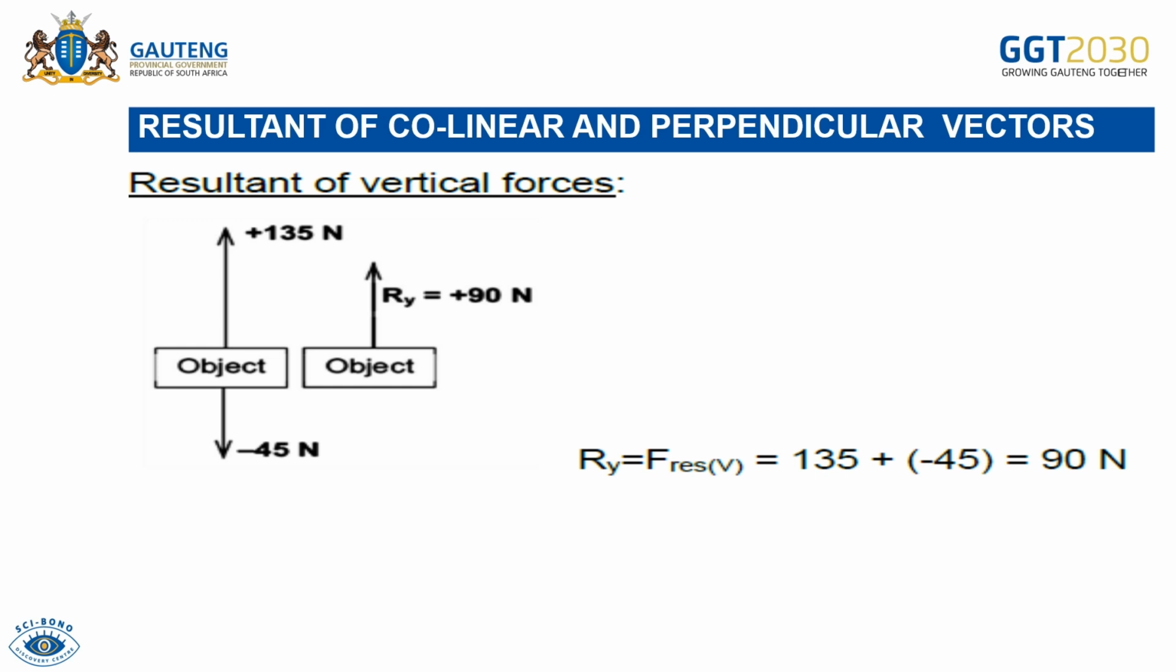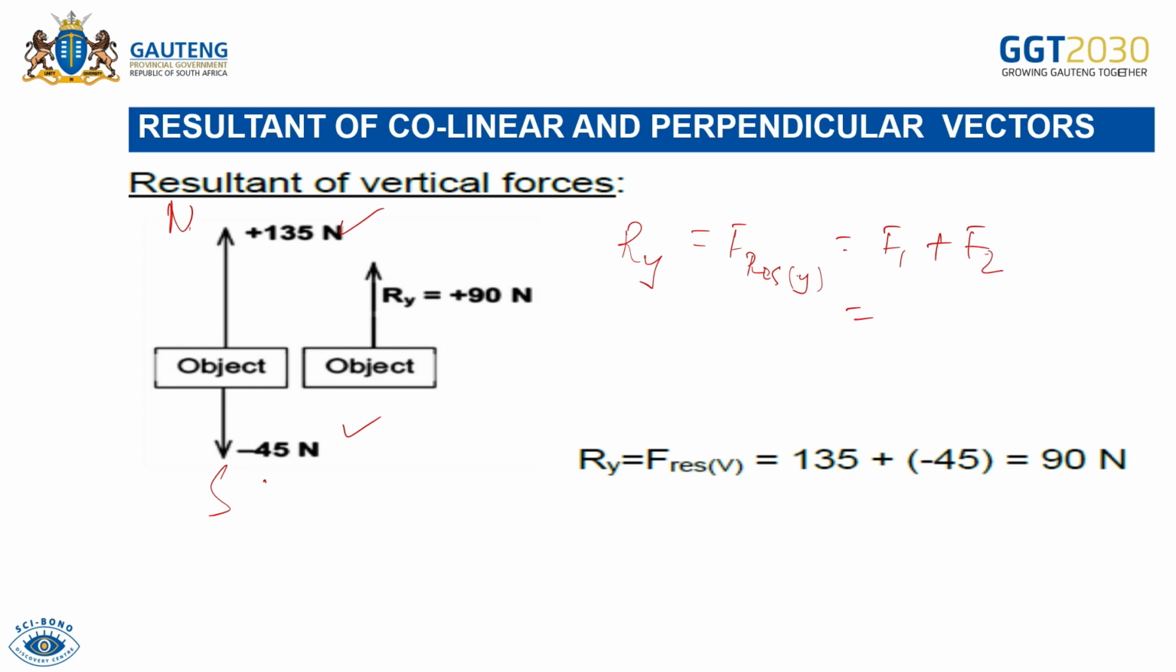For the vertical forces, you have 135 and 45. So in this case, they are taking up as positive, or north. You can say north there, then this one would be south. So they're taking north as positive. So your Ry is the resultant for vertical forces. Or you can say F_res for the vertical axis. Then again it's going to be F1 plus F2.